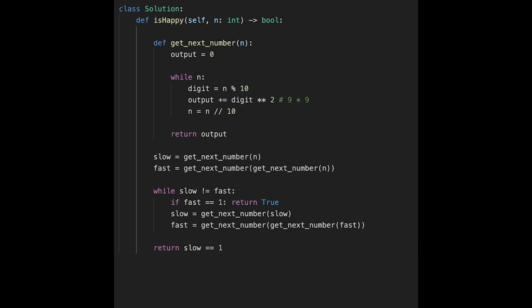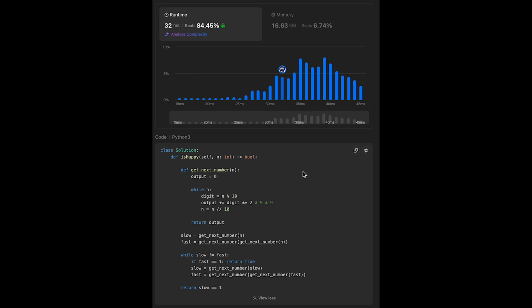After that, return slow equals 1. In that case, we should return true. If not, we should return false. Yeah, so let me submit it. Yeah, looks good. And the time complexity of this solution should be O(log n), and the space is, I think, O(1).